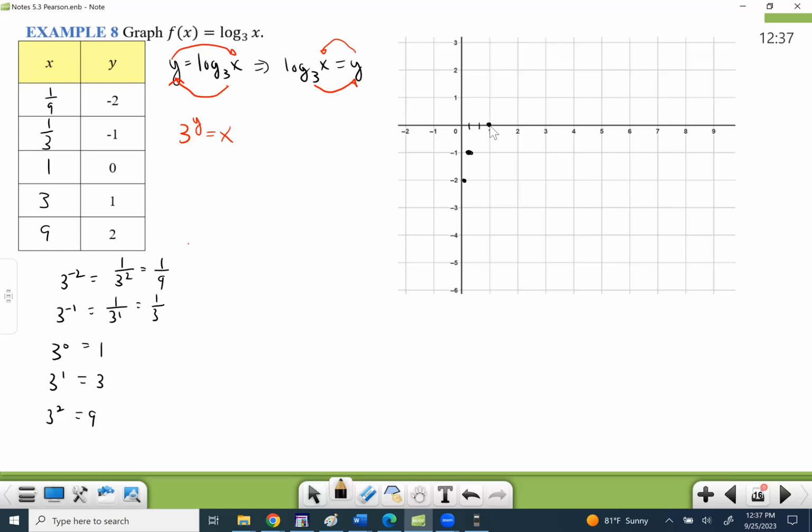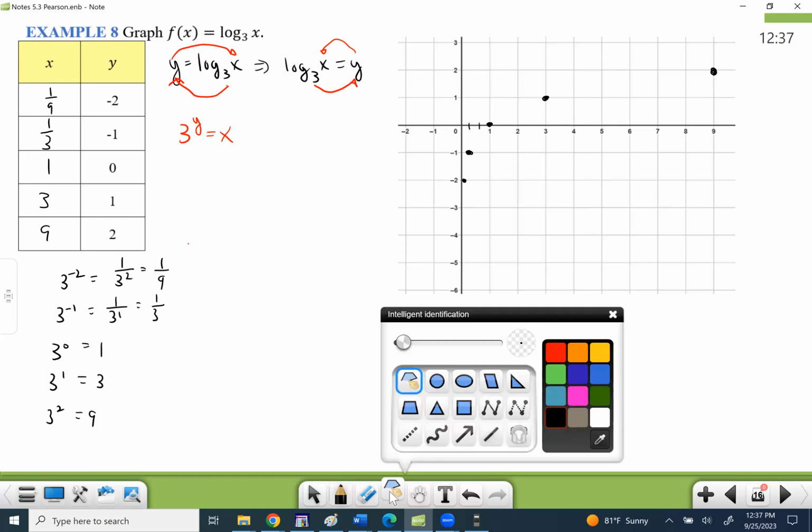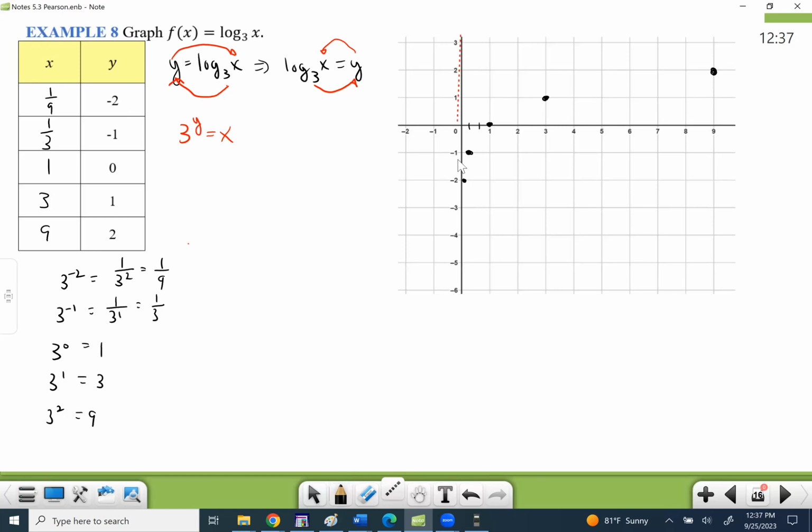1, 0. 3, 1. 9, 2. Now, there is a vertical asymptote. I'm going to draw it. It's the y-axis in this case. All logarithms have a vertical asymptote. There we go. So that's going to be our graph of log base 3 of x.